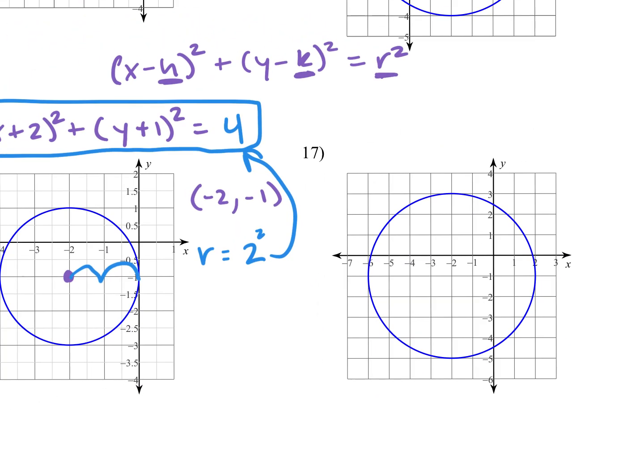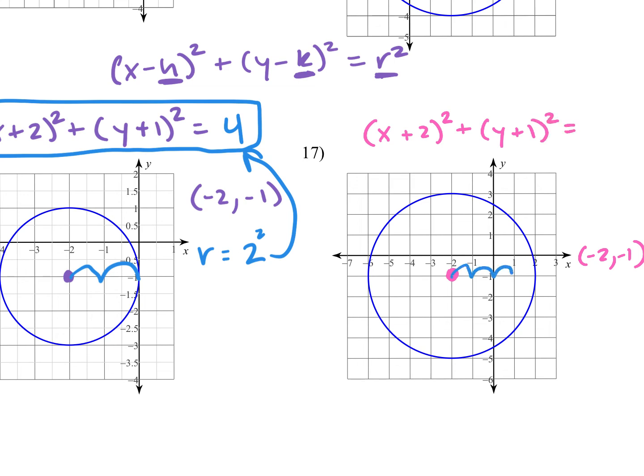So for 17, what's my center? -2, -1. So I have x, what comes next? Plus 2, plus 2 squared plus y plus 1 squared is equal to, let's see, what's our radius here?